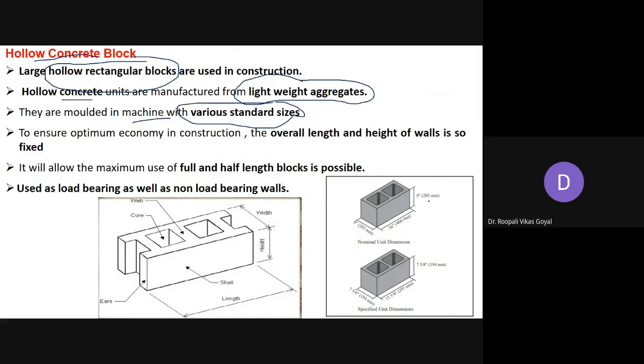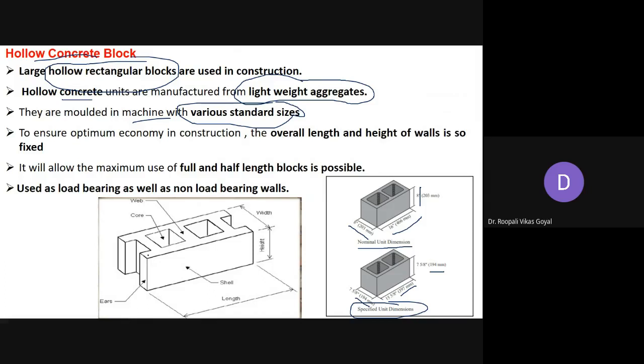Here in this figure you can see the nominal unit dimension: the length is 406 mm, the width is 203 mm, and the height is 203 mm. Here this is the specified unit dimension, given as 397 length, 194 height, and 194 width. These are some of the dimensions used, but there are varieties of dimensions used for making the hollow concrete block.